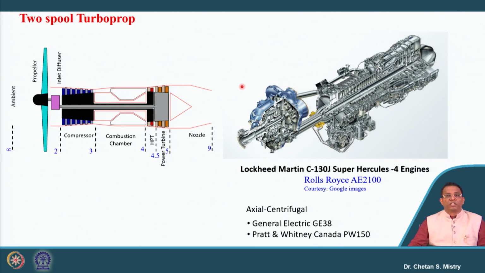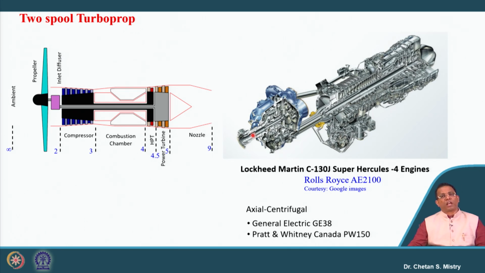Okay, so this represents the cut section of the AE2100. That is being used for the Lockheed Martin C-130J Super Hercules. Four such engines are connected with this aircraft. Now here you can imagine the power generated by this engine is huge, and that can be configured by having a number of stages for the compressor as well as a number of stages for the turbine. And we have our reduction gear, which is connected with the propeller shaft.